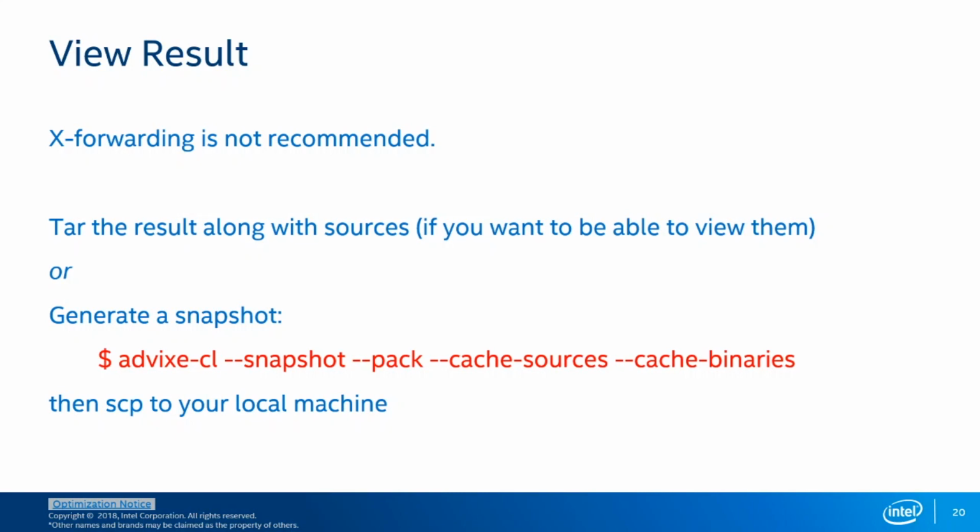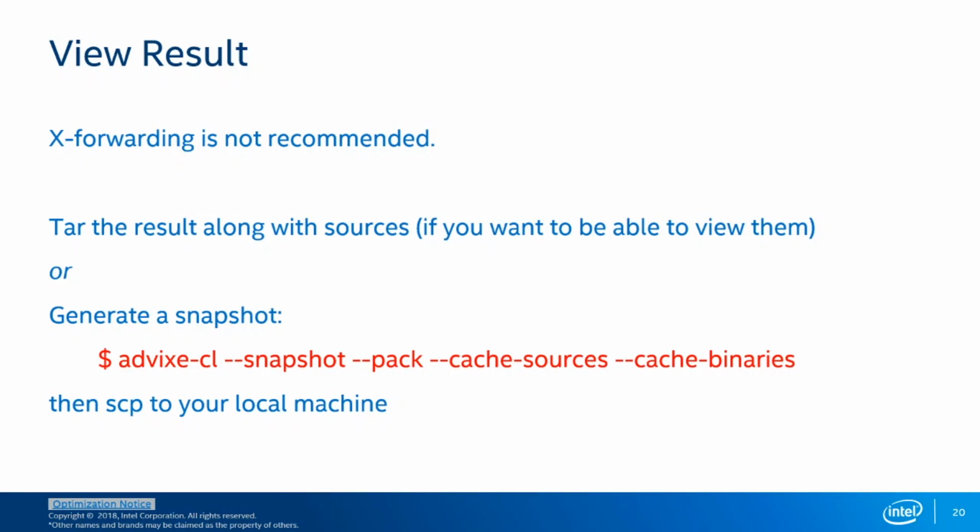X forwarding is not really recommended on Theta. Most of the time, it's just going to be too slow. So for that reason, it's best to have a local version of Advisor on your laptop, and then we can either tar the Advisor result along with the binary and the sources, because we want to be able to look at the sources from our local machine, or we can use an Advisor snapshot option.